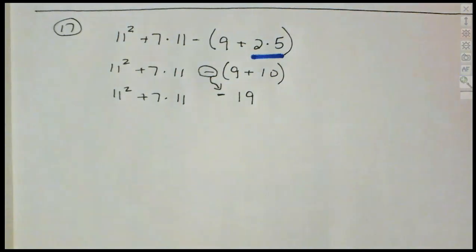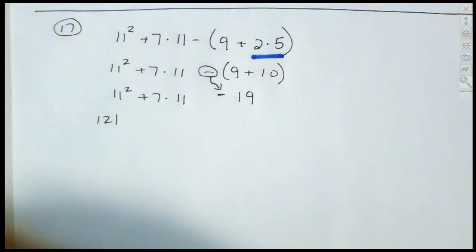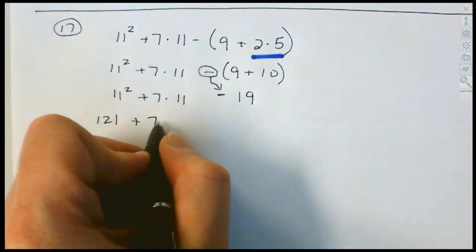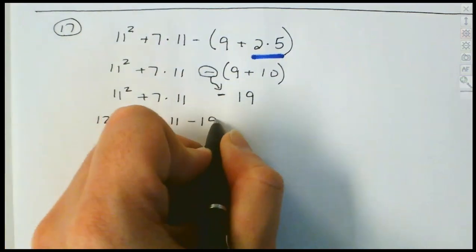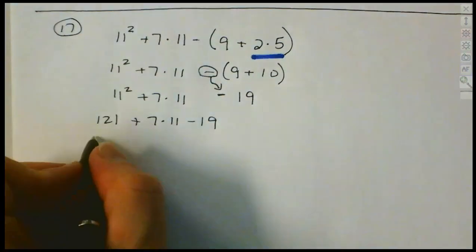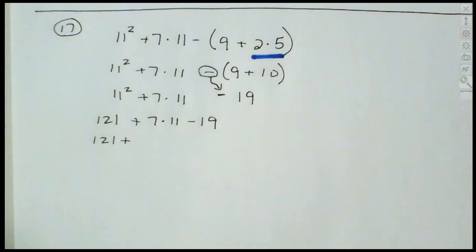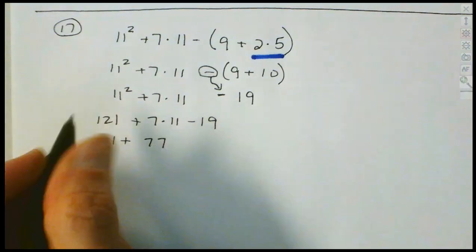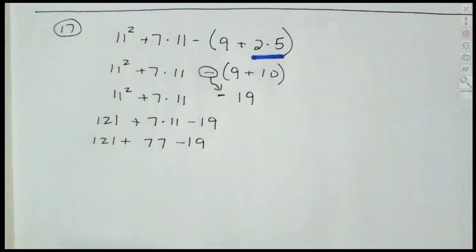Exponents are next. So parentheses at the top, then exponents. So 11 squared is 121. Next we multiply. And 7 times 11, that's 77. Take your time if you need to write out the steps, write them down. If you want to skip steps, you can do that. Just be very, very careful.